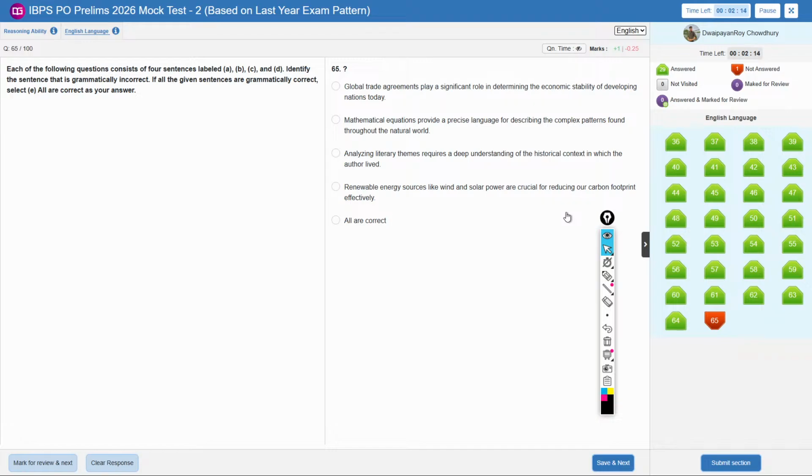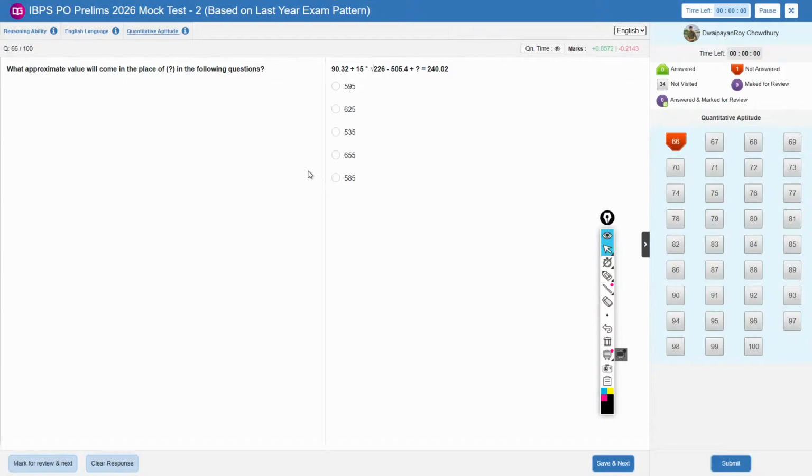Renewable energy sources like wind and solar are reducing, crucial for it. I think all are correct. I'll just go with it and we'll submit the section. Yeah, let's go to maths.